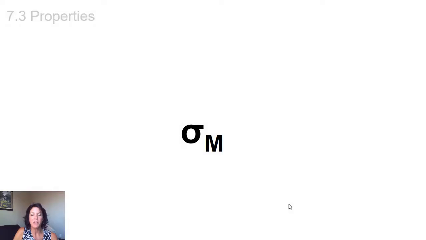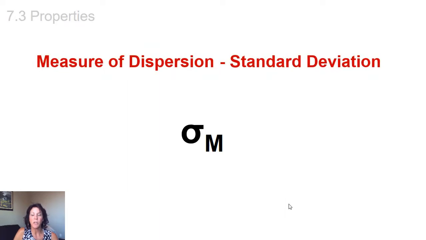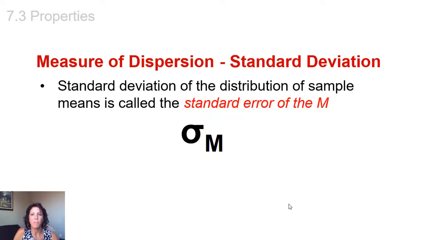So I'm coming back to this symbol for standard error. This is the measure of dispersion that we're going to use, and it's the standard deviation of the distribution of sample means. So when we talk about all of these possible sample means that we can theoretically plot out, the means will vary from the population mean on average by the standard error of the mean. So it's the standard deviation of the DSM, and it's called the standard error of the mean.